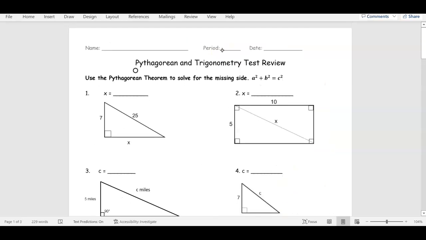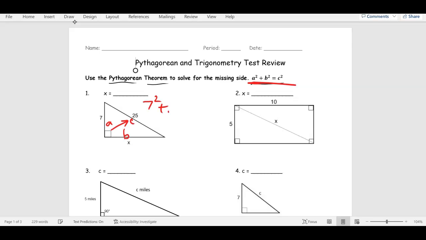So, the review for the Pythagorean trigonometry test is here. Okay, when we're doing Pythagorean theorem, we have to remember what it is, and it's right here. A squared plus b squared equals c squared. So, remember, a and b are next to 90. C is across from 90.